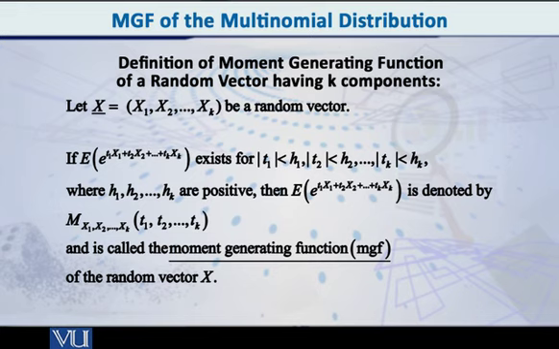Since there is only one variable, you need not write the 1, and it is exactly the same as what you had before, the expected value of e raised to tx.